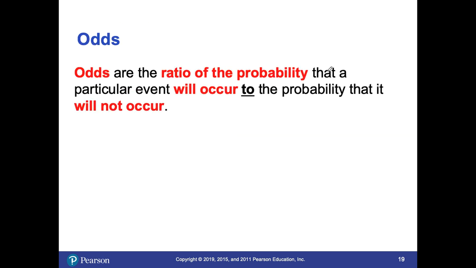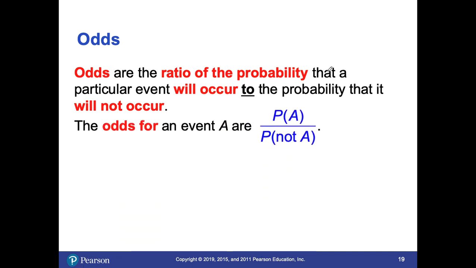Now, as we begin to wrap this up here, odds are different than probability. Odds calculate the ratio of the probability that a particular event will occur to the probability that it will not occur. So this is different. If I'm asking you to find odds, it is not the same as finding probability. So please be very careful with this.